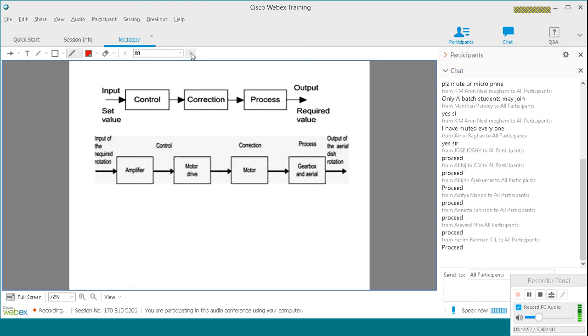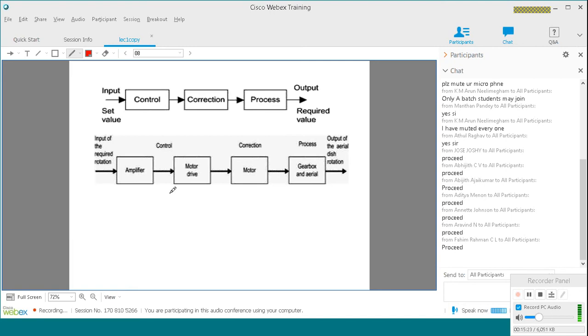In different books, different terminology is used. The same diagram is used with different terminology. The input is called set value or set point. This is called control element and this is called correction element, and the plant is also called a process. Output is called required value.